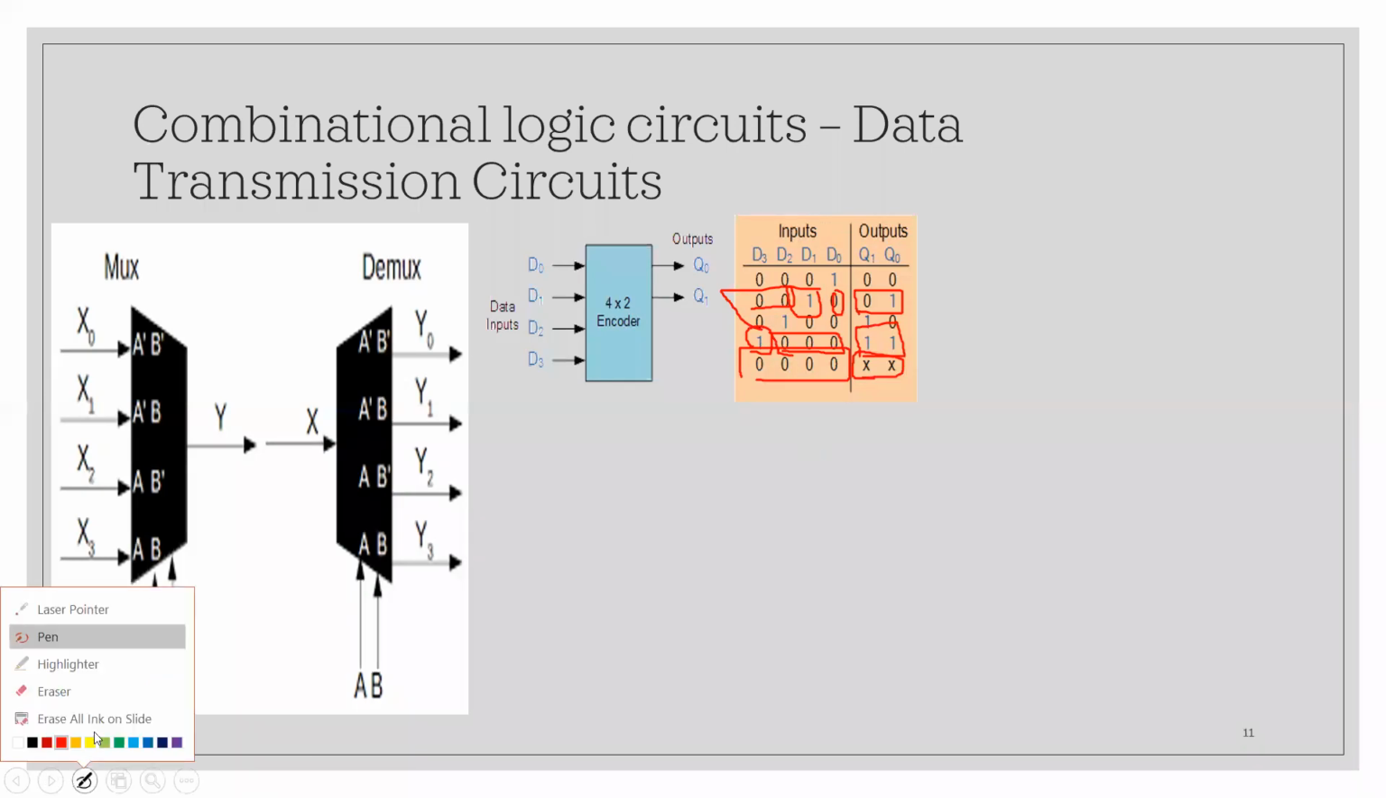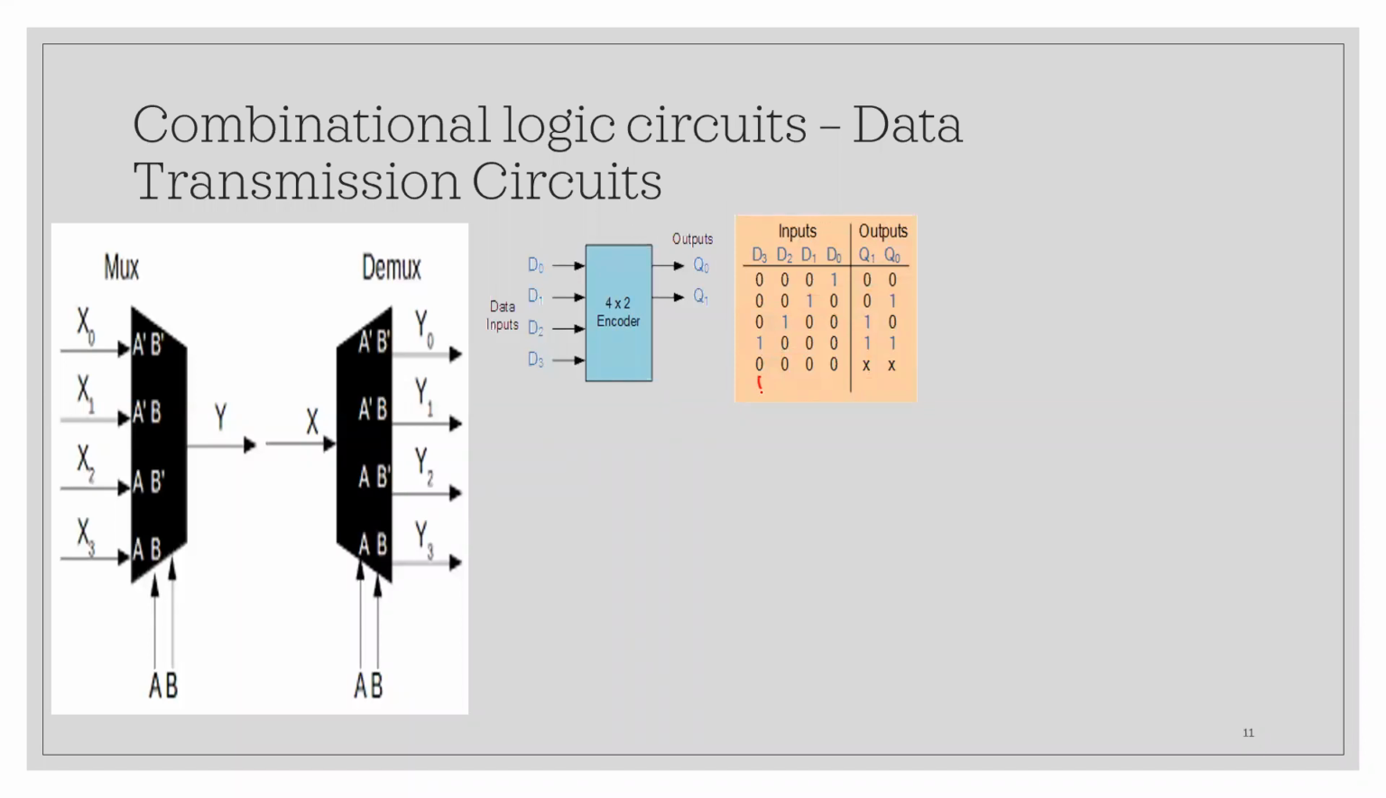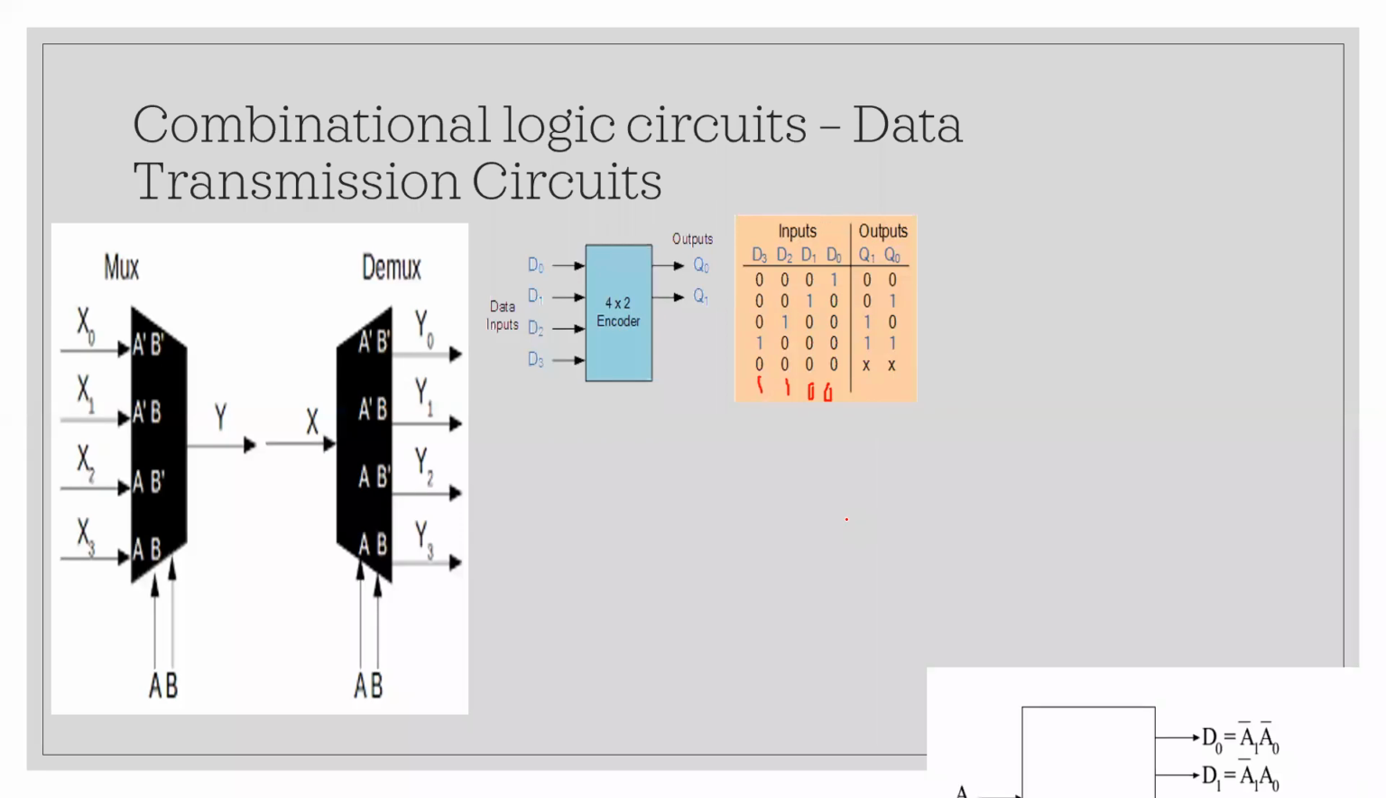Now here, can you tell me, if D naught is 1 and D2 is 1 and these two are 0, what will be the output here? What will be the output? 1 0. Sure? Okay, somebody is telling me 1 0. Okay, we'll check this with the next one and we'll come back to this point.